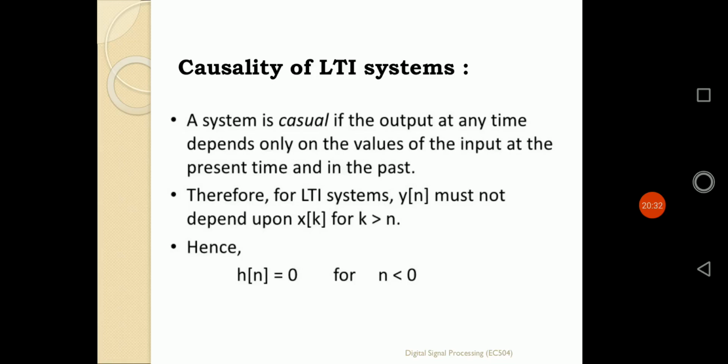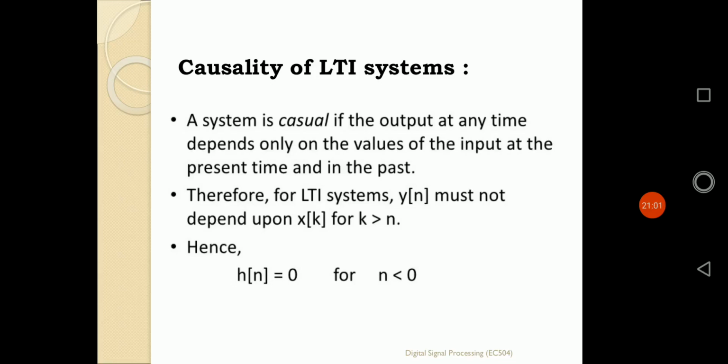What is a causal system? A system is said to be causal if the output at any time depends only on the values of input at present and past. It will never depend on future values. That would be an unrealistic system. So a causal system is defined by present and past values of input. That means the system impulse response h[n] should be absent, or equal to 0, for any future values.